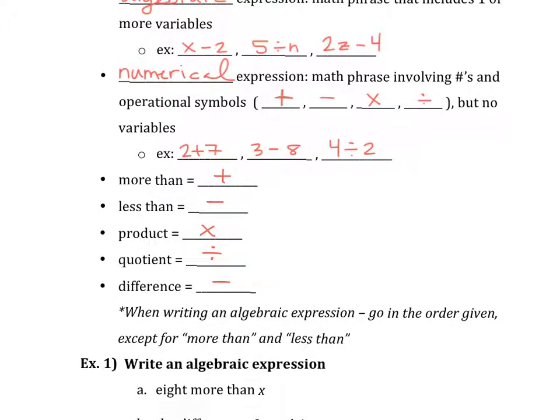But one thing to note with more than and less than, you change the order of how things are. I'm going to put these symbols here for your notes to help you remember. With more than and less than, the way they say it, you flip how you would write it. I'm going to show you that right now. But I want to go here first. When writing an algebraic expression, go in the order it's given. So if I said the product of 6 and x, you go in the order 6 and then x. So 6 times x, right? But for more than and less than, you switch it.